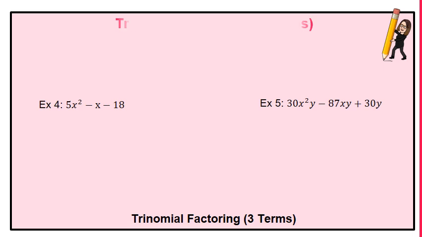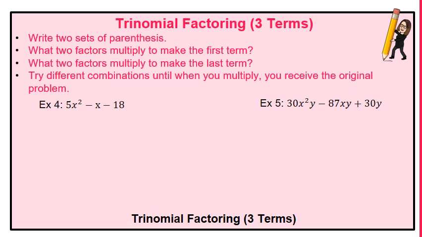All right, let's take a look at a couple more challenging examples and we'll walk through the same steps. So first step, create two sets of parentheses. Second step, what two factors make your first term? Well, I definitely have an x times an x, and the only factors of 5 are 5 and 1. What two factors multiply to get the last term? Oh, I got a lot of options here.